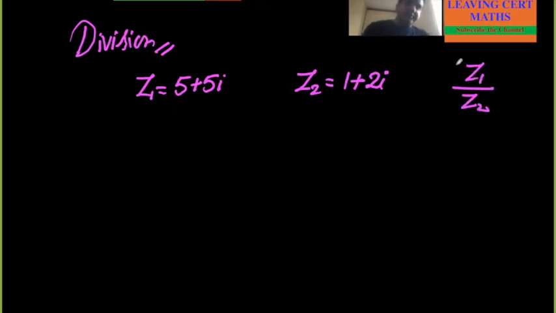Yeah. Now this is just a simple multiplication. Now let's do division. Now in division, suppose you have a question like this, a complex number z1, which is 5 plus 5i, and then you have z2, which is 1 plus 2i, right? And they ask you to find z1 over z2. z1 over z2 means division, right? So how will you divide them?